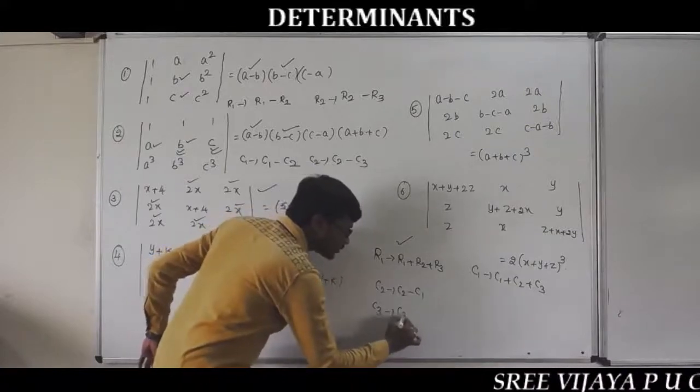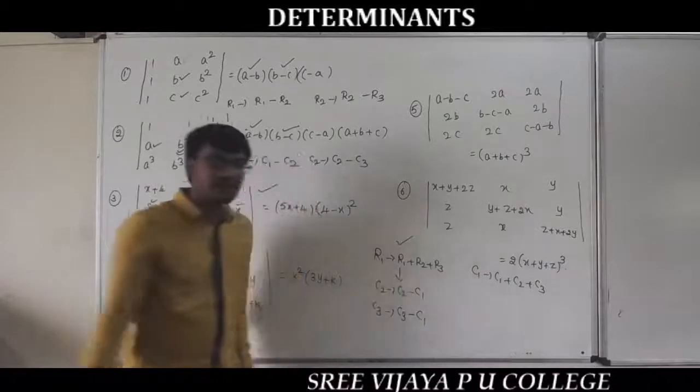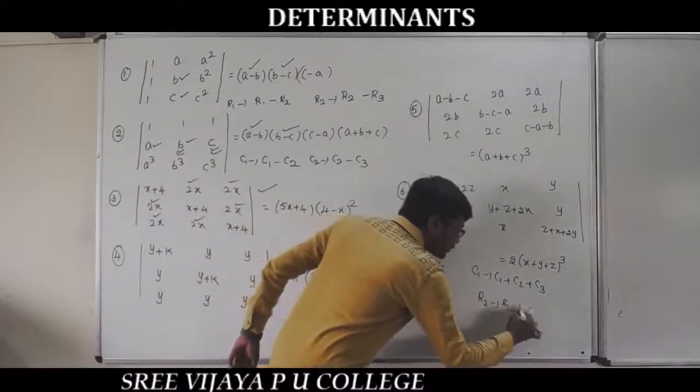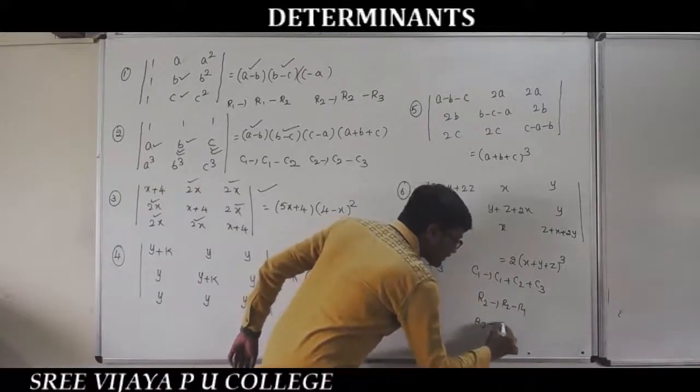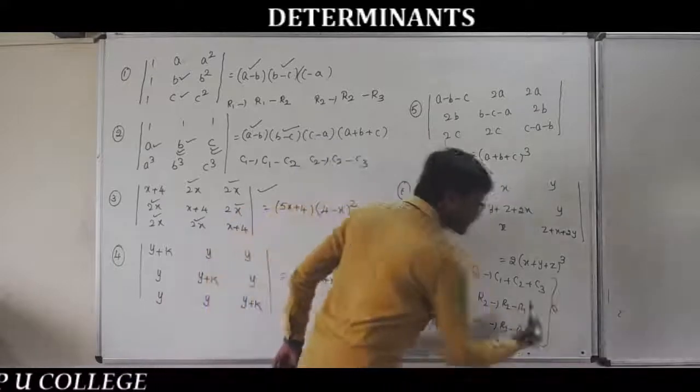So for this also, C2 changes to C2 minus C1, C3 changes to C3 minus C1. If it is C1 changes to, you can apply R2 changes to R2 minus R1 as well as R3 changes to R3 minus R1. So this and this is very easy.